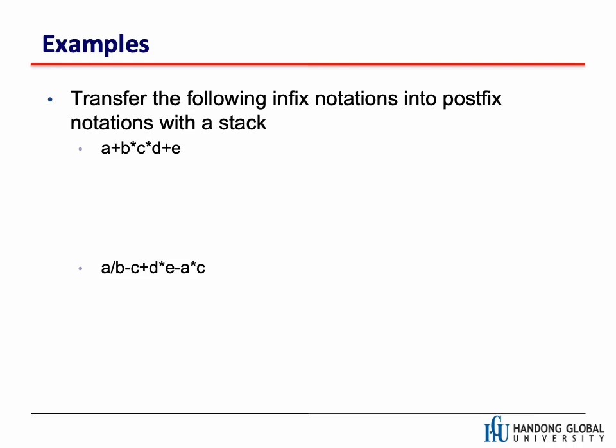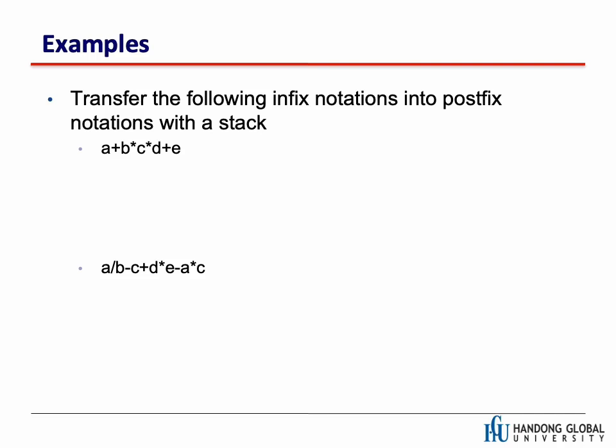And then the second plus is not higher than the first plus, so we have to pop the first plus. So now we have A, B, C star, D star, and the first plus. Now we have the second plus in the stack, and we meet E. So we have A, B, C star, D star, and plus E. Now we pop plus, so now we have plus at the end of this postfix notation.